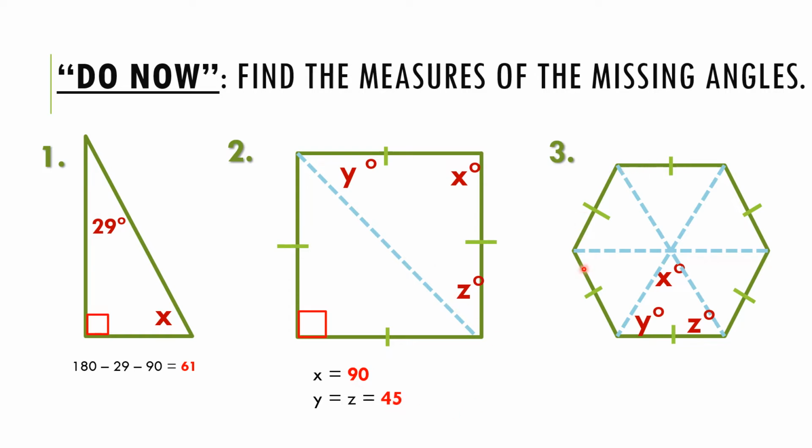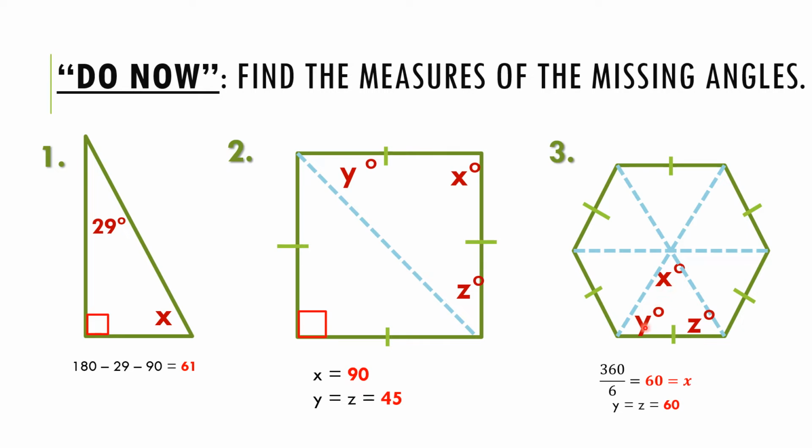Number three is a hexagon, so it has six sides, and they're all congruent. So that means that each of these little sort of triangle segments is going to be congruent, right? Because we have all these sides that are the same. And so for x, we're basically just going to take 360 and split it up into six parts. So that gives us 60 degrees for each of these interior angles here.